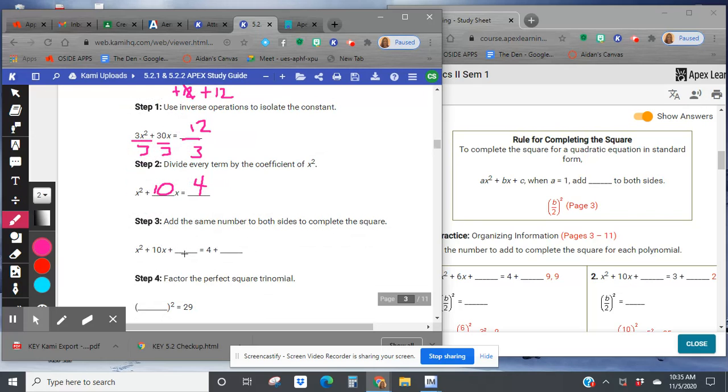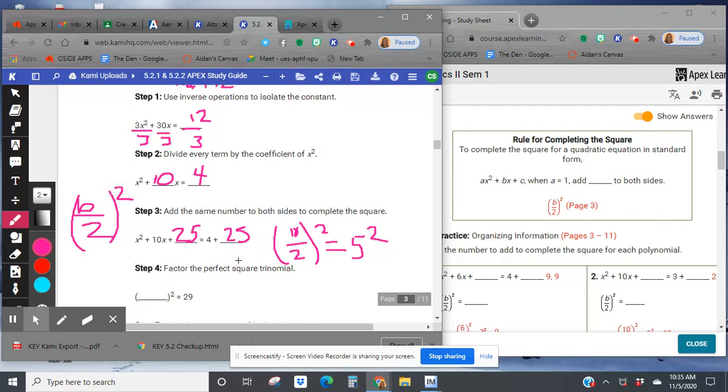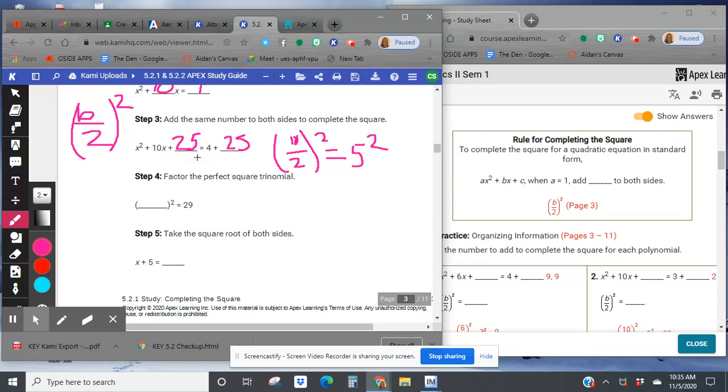Now we make space to complete the square. I go do my b work. It's half of that middle term, and squaring it. So we take the 10, divide it by 2, and square it. That gives us 5 squared. That gives us 25 that we're adding to both sides. If I add to one side, I have to add the same thing to the other side to balance.